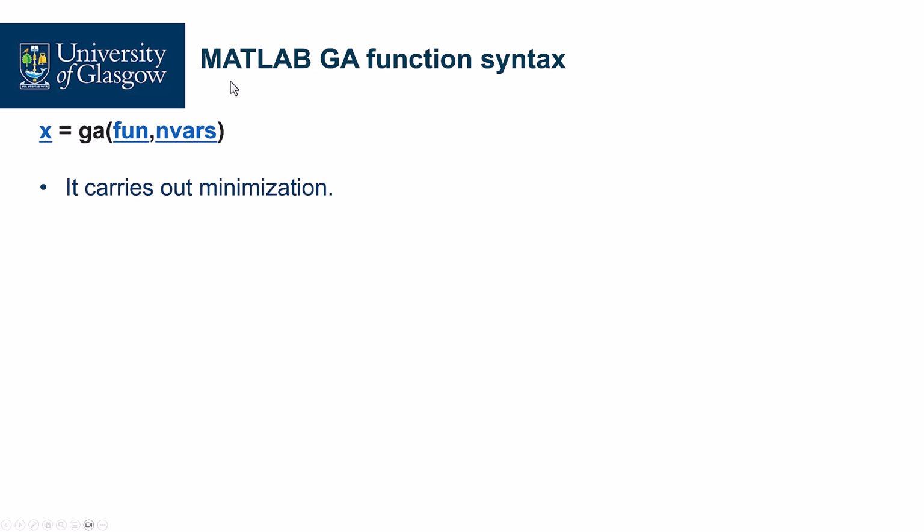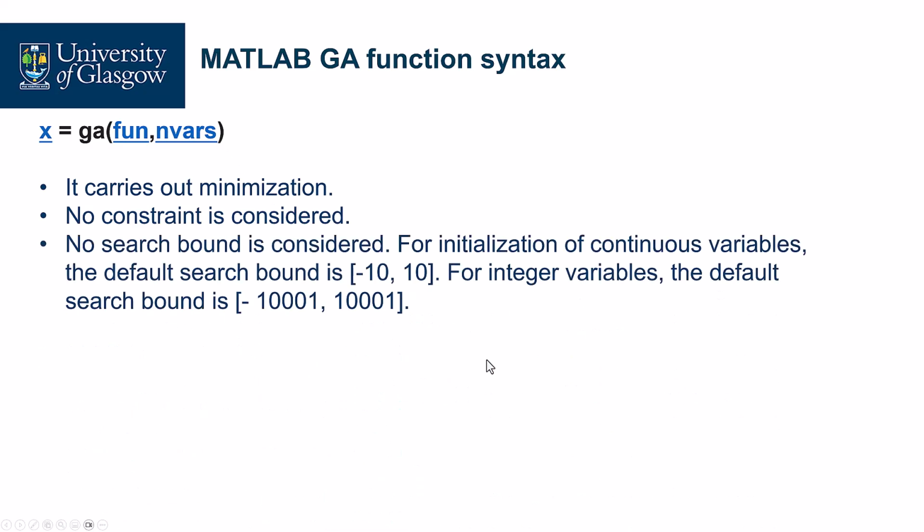Also, when using this simple format, constraints won't be considered. There's no constraint set here. And more importantly, there's no search bound. The search bound is always available in real-world optimization problems. If we don't set it, it uses a default search bound. For continuous variables, the default search bound is -10 to +10. If they are integer variables, the default bound is -10,001 to 10,001.